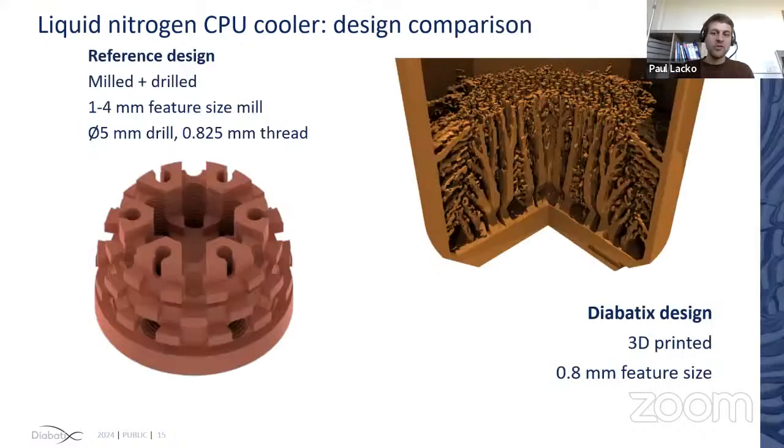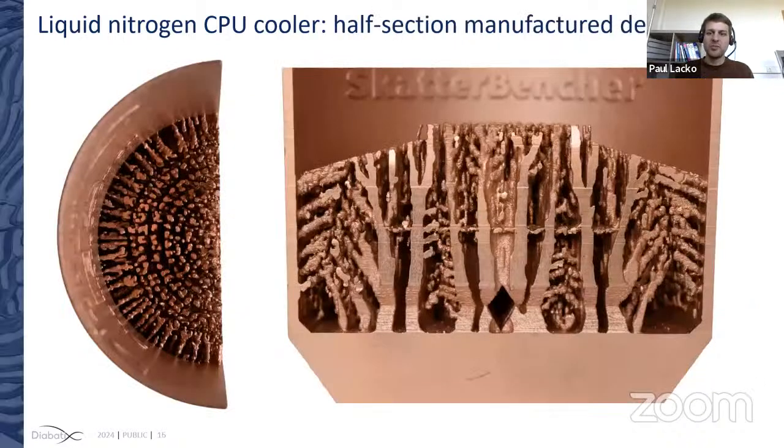So, the reference design that we compared to is shown on the left. It is a design obtained through a combination of milling and drilling, and with features down to approximately 1 millimeter in size. On the right, the optimized design that Diabatix generated was based on 3D printing with a feature size of 0.8 millimeters. Again, this feature size was dictated by the minimum printing resolution. 3D Systems was so kind as to manufacture a demonstration piece of the optimized Diabatix design for us, which was cut in half for illustrative purposes.